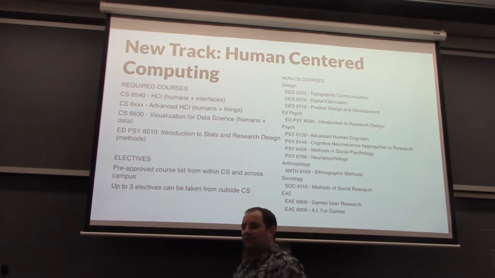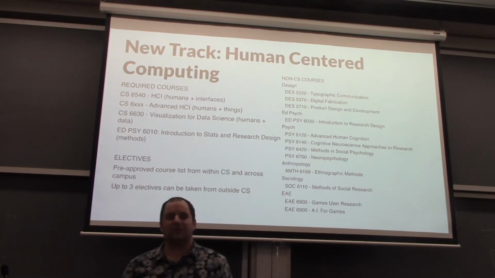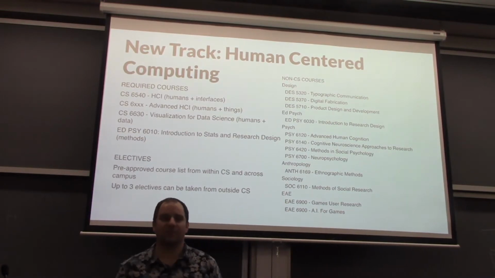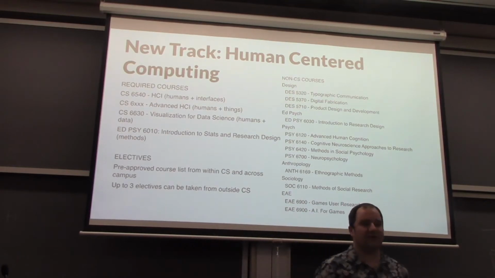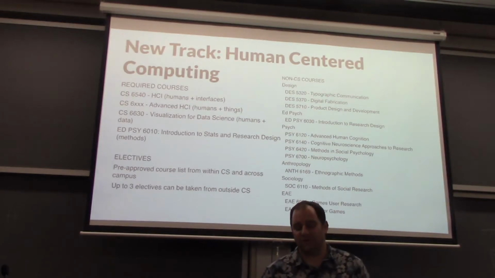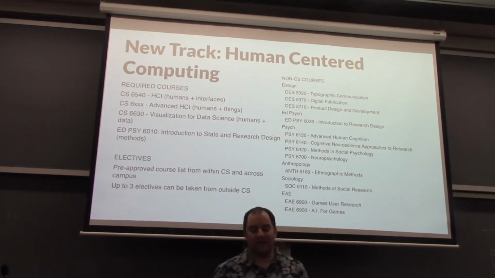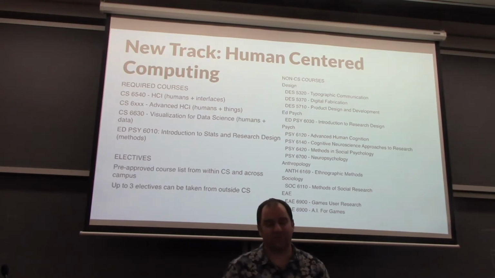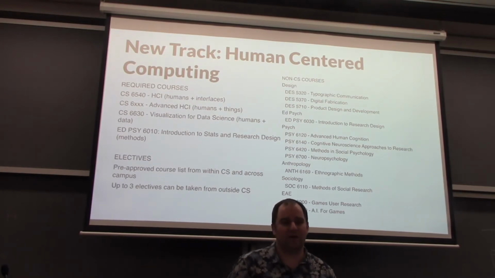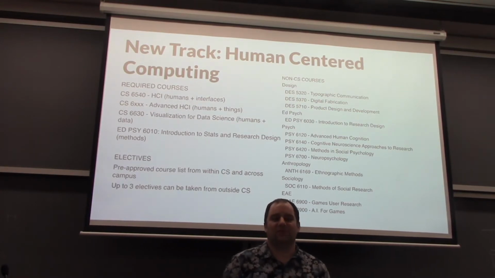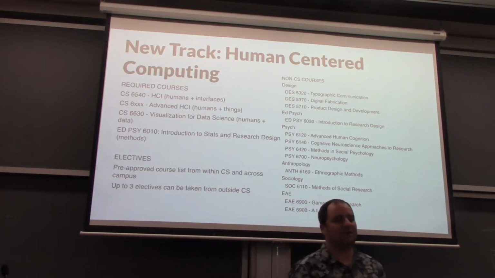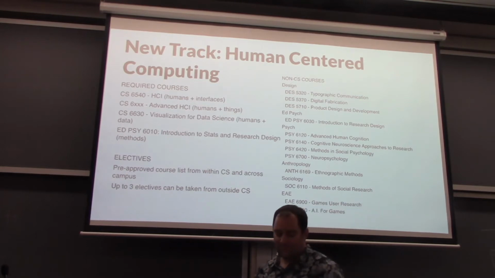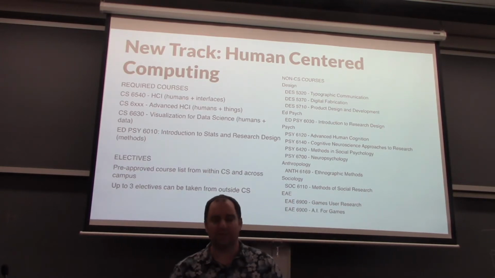What's nice about this track is that you get to pick a very balanced curriculum, teaching you computer science skills. You have to take at least 3 CS electives. But you can also take courses like ethnographic design, digital fabrication, advanced human cognition, or neuropsychology from other departments. So it gives you an opportunity to look beyond what is core CS and still get a computing degree. That's the idea. If you want to know more about this, please feel free to talk to me.